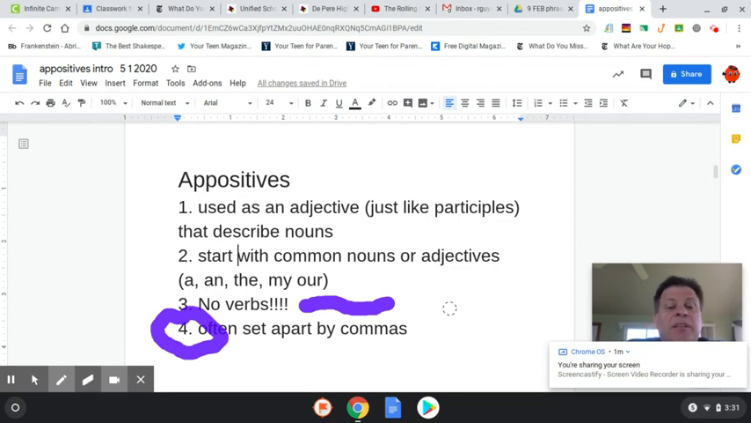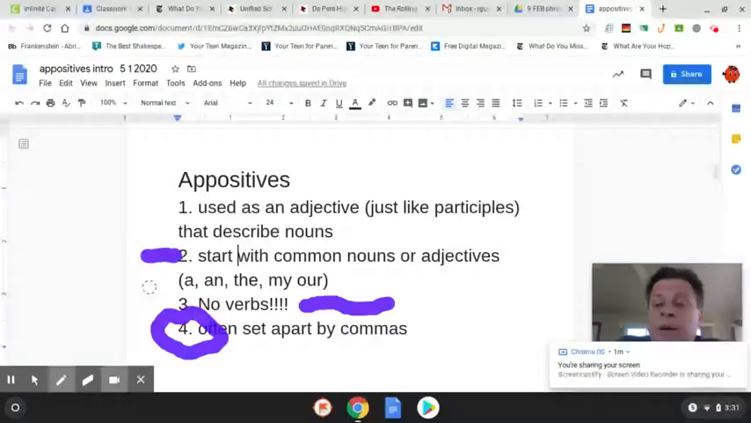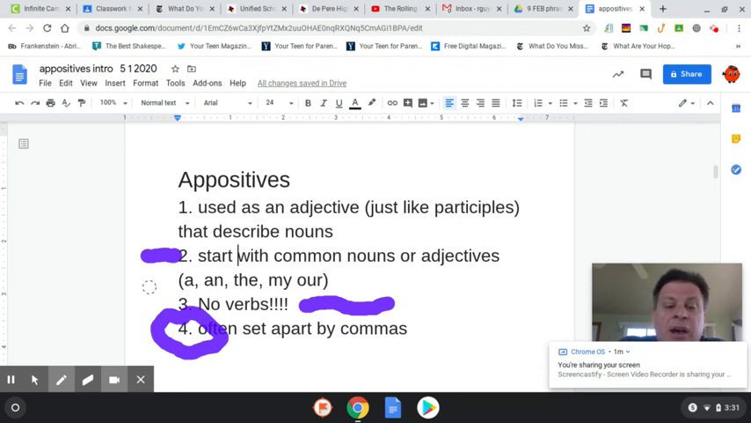Okay. Appositives oftentimes will start with simple adjectives, especially a, an, and the, which are the most common ones to begin appositives. Sometimes you might have an appositive that starts with my or our or your or their or some kind of pronoun. Other times you might have an appositive that starts with an adjective, where the author is just popping out a couple adjectives to give a noun a little bit of extra description. Okay, so these are what appositives look like.